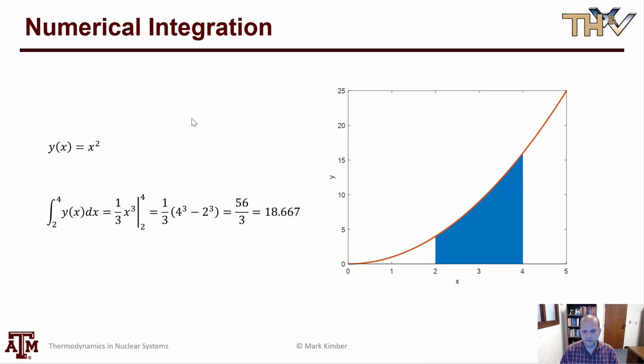This is a visual representation of what I'm trying to do with this simple function. Again, my function is x squared. That's what this line is here. The integral of a function is just the area underneath the curve. And so if I do it from 2 to 4, I can do this by hand. This is 1/3 x cubed evaluated at the 2 bounds, and I get 56/3, or 18.67.